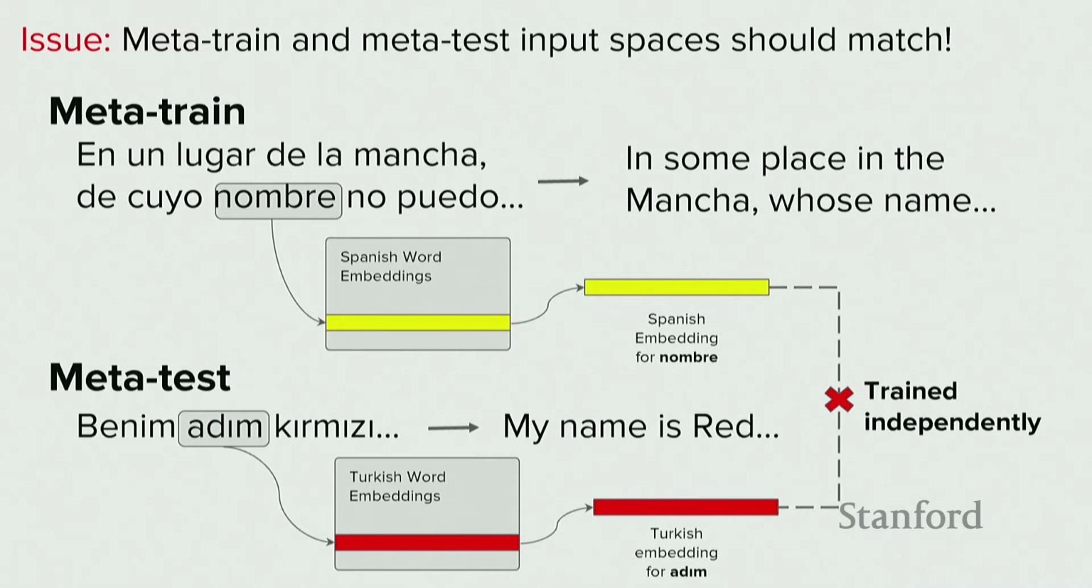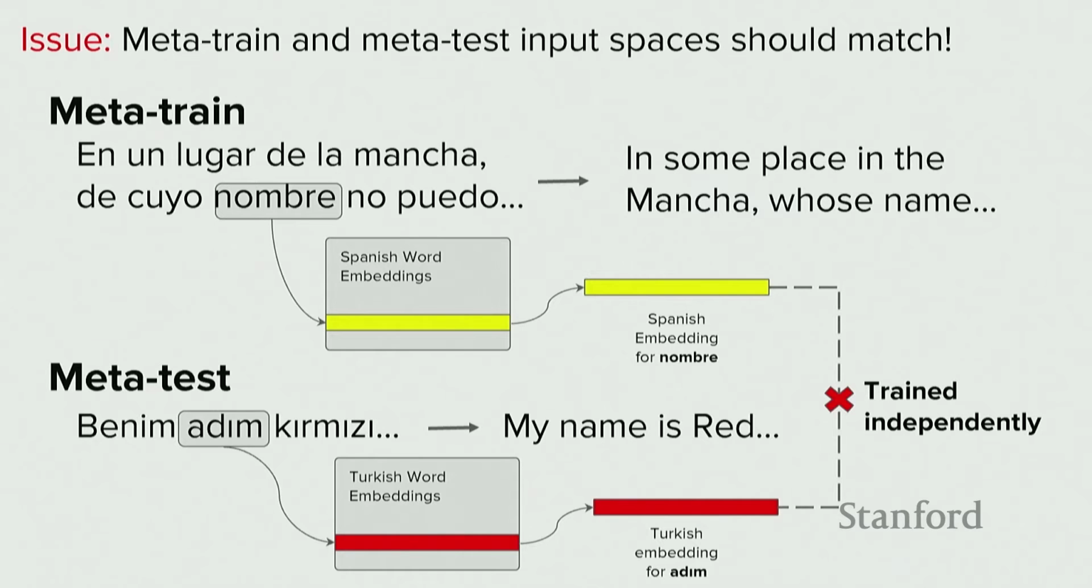So just to recap, the setting is we're going to meta-train on some language, right? For example, here we have a Spanish sentence. We're going to be translating that into English, right? And then we're also going to be meta-testing on a low resource language, like Turkish in this case. The central issue that the authors tried to overcome with applying meta-learning to this particular problem is that the meta-train and the meta-test input spaces aren't aligned, or they're not in the same space, right?